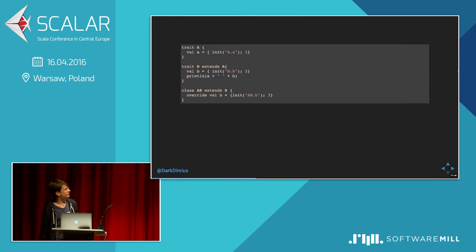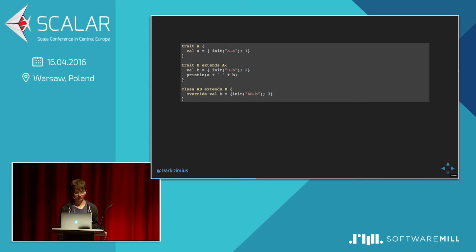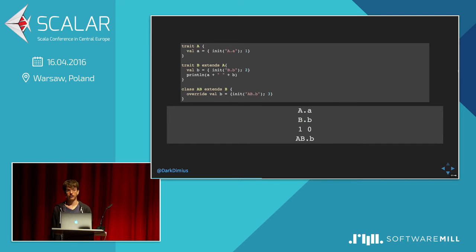OK, here's a counterexample. So let's say I have a class AB, which the only thing it does is override B. OK, what's going to happen here? What's going to be printed? Who in the audience thinks that 1 and 2 are going to be printed? OK, some people. The thing that's actually going to be printed is 0, once again. I have a big question: why? And in order to answer this question, I'll need to go into some technical details of how it works.